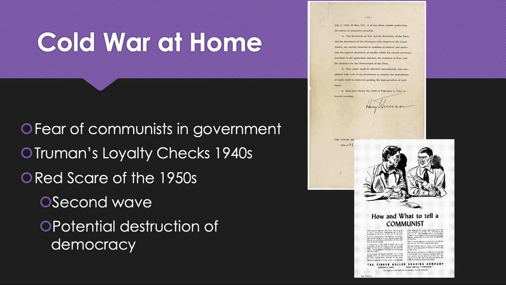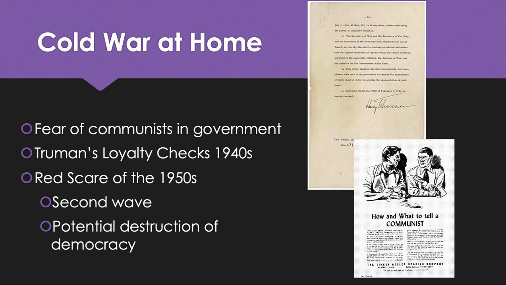Now, we have to look at what the heck is going on in the United States while all of this is happening abroad. Following World War II, we are going to see that second wave of the Red Scare. Now, the first wave occurred post World War I when there was a successful communist uprising giving Lenin power. And we're going to see the same kind of thing happen post World War II, where the Democratic United States and the Communist Soviet Union become engaged in this conflict that we've been talking about now for a bit, the Cold War.